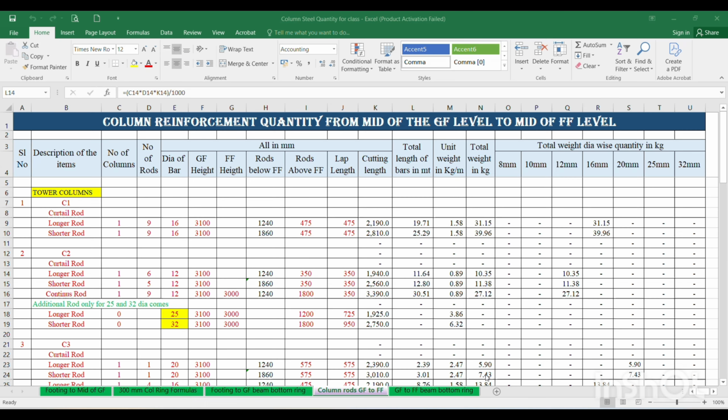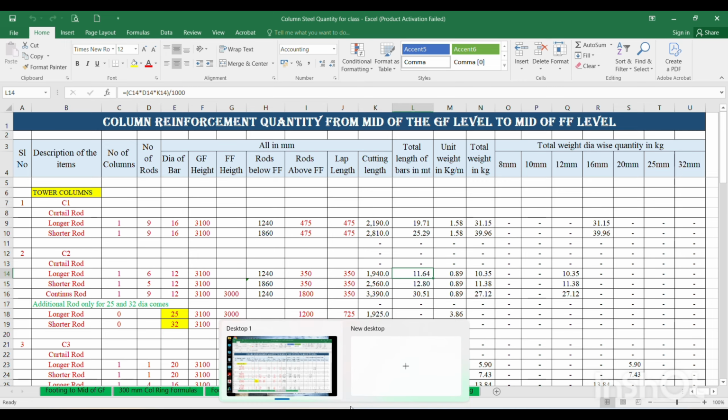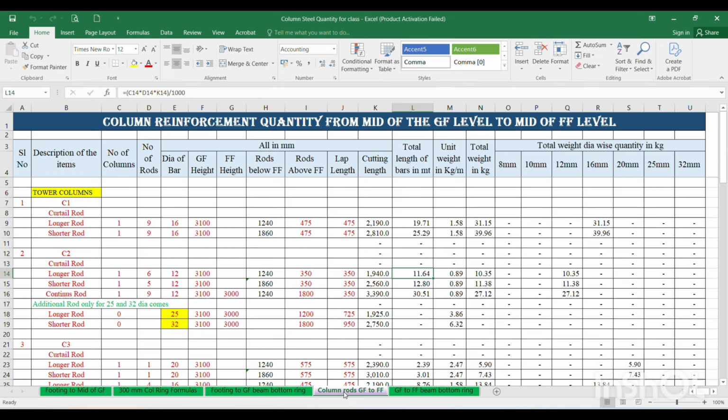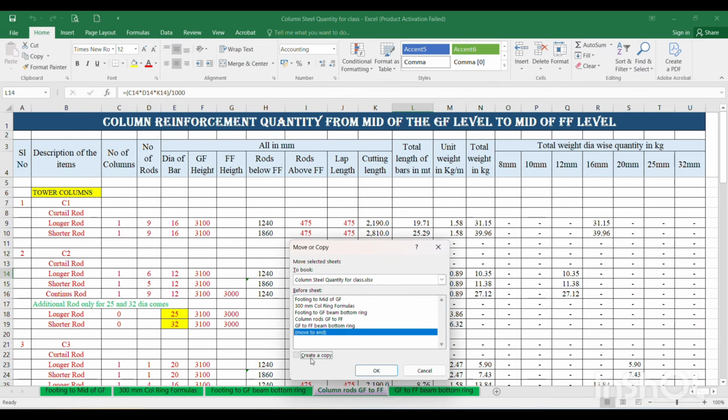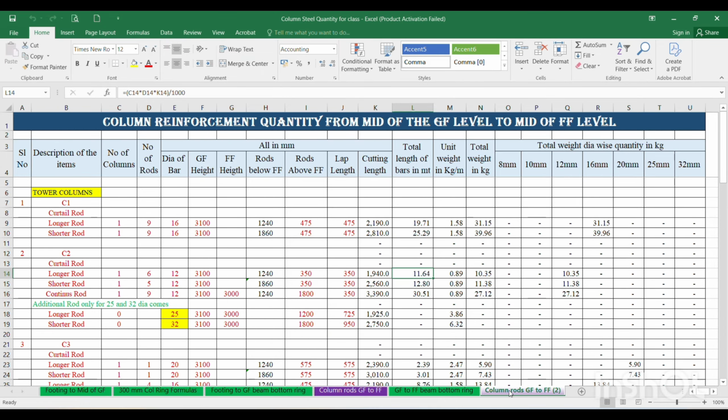First I will go to the Excel sheet and we will prepare the Excel sheet for this one. As usual, we have created the sheet from ground floor to first floor, no? The same sheet, you can create one more copy of the same file, and change that file name as column rods from first floor to mid of second floor. So this is the column rods. One more file I have created for the present, from first floor level to second floor.